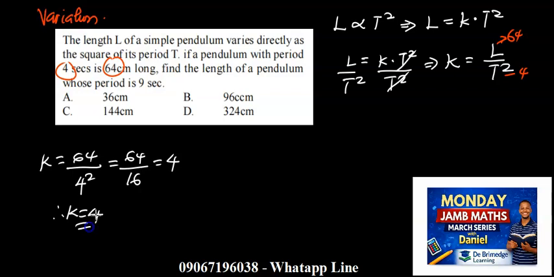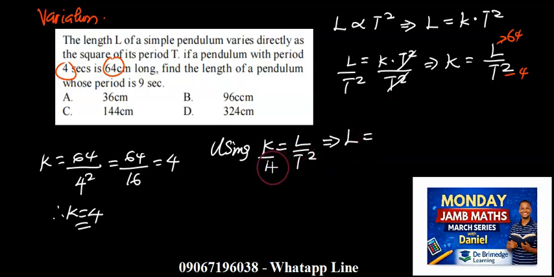Now that we've gotten K, we're going to go ahead to find the next term. The next term we were told to find is the length. So from this equation, we have to come back here to find the length. Using K equals L over T squared, we cross multiply, making L the subject of the formula. L is equal to K times T squared.